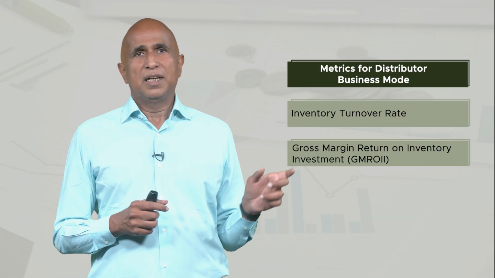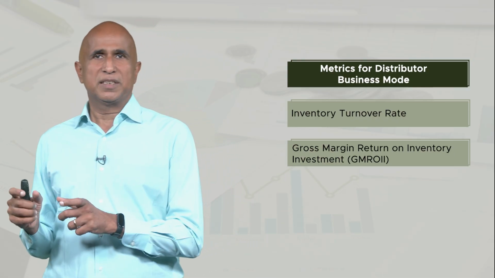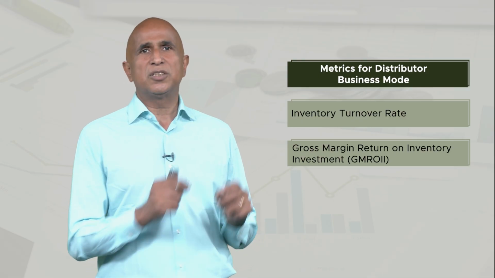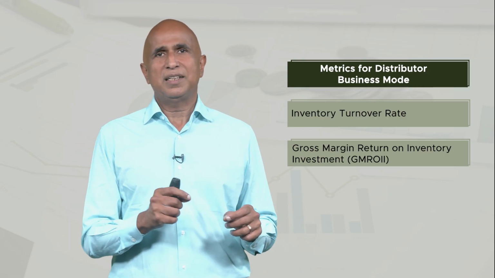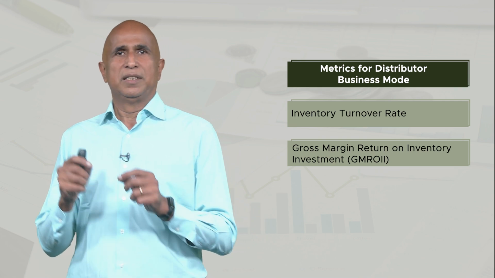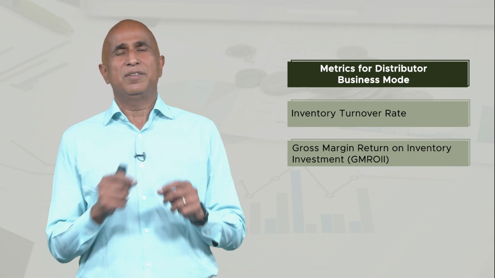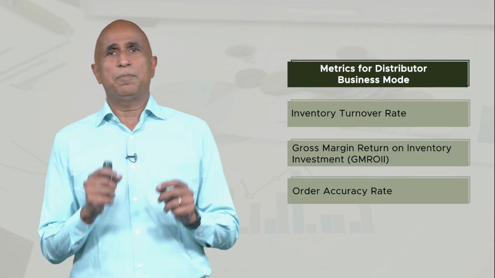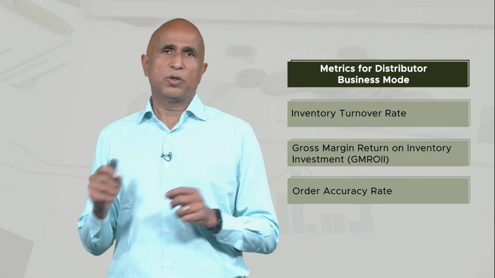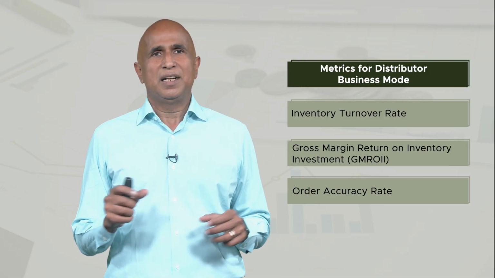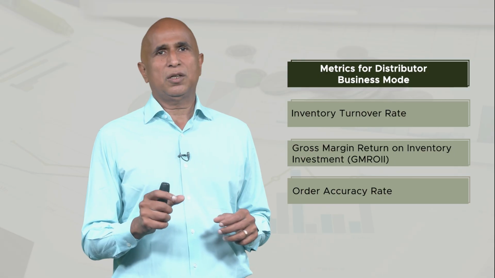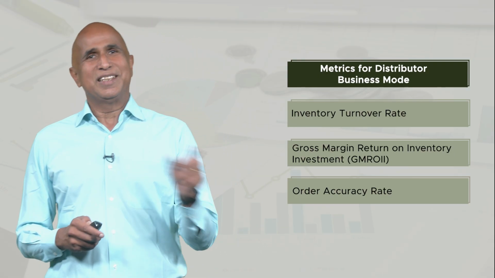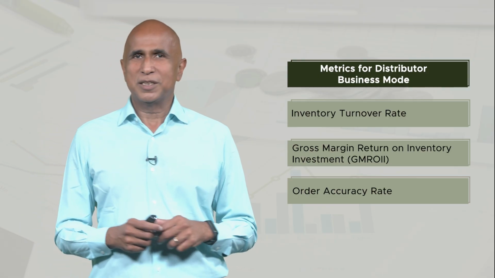Gross margin return on inventory investments. This metric calculates the gross return a business makes for each dollar invested in the inventory. A higher gross margin return on inventory investments indicates a more effective inventory investment and better management. Order accuracy rate. It measures the percentage of orders that are delivered without errors. A higher accuracy rate leads to higher customer satisfaction and lower costs associated with returns or corrective action. So, order accuracy rate is an important metric for a distributor business model.